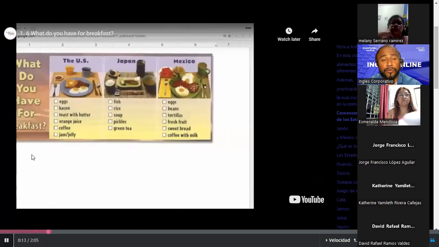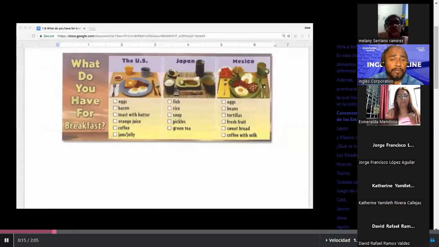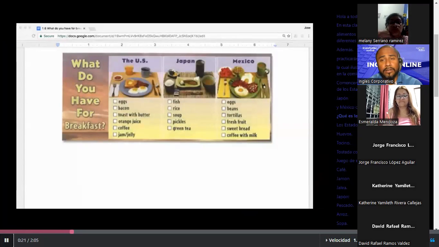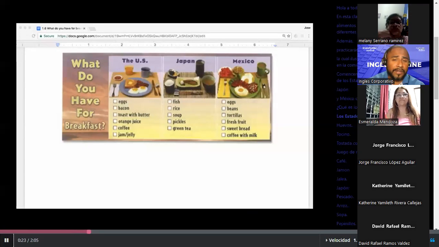Differences in food. Let's get started by learning what people in the U.S., Japan, and Mexico eat for breakfast. What do you have for breakfast? What do you have for breakfast? The U.S. Eggs.